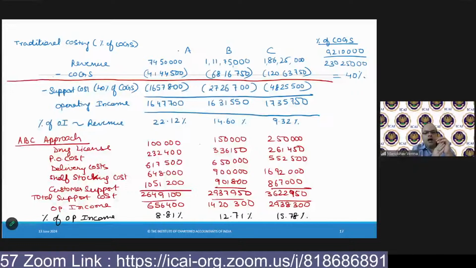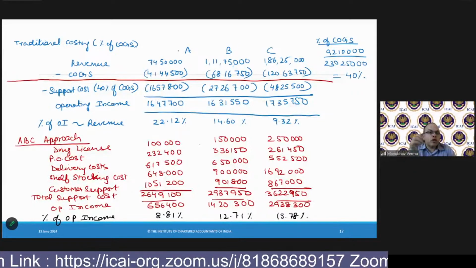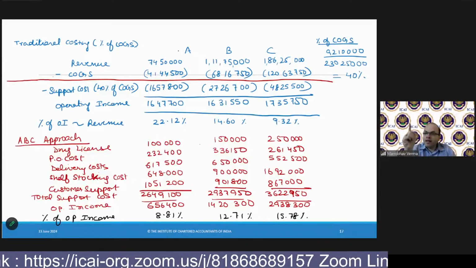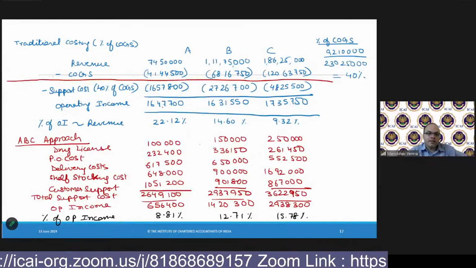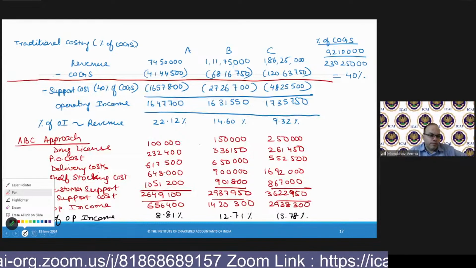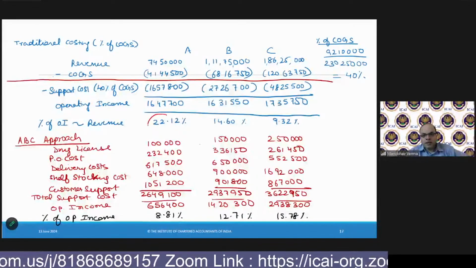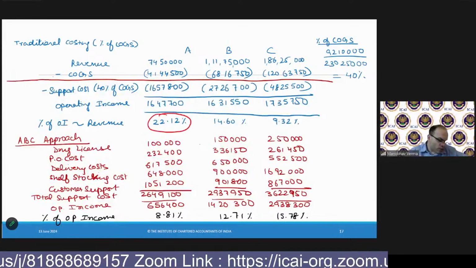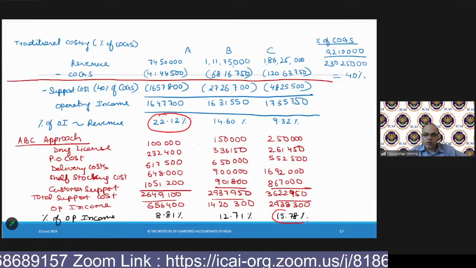That means traditional costing actually made product drug A the most attractive. I think the best analysis would be here A versus C. Let me use a red pen here. My traditional costing says that product drug A is most profitable, but if I do a little bit of a deep dive, I see drug C as most profitable, guys.